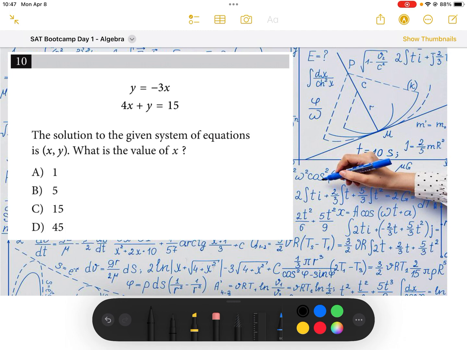So here we only need to solve for x. Since one of my equations is already solved for y, I'm going to use substitution. I'm going to take what y equals and substitute it into my second equation. So my second equation is going to become 4x plus negative 3x equals 15. And then here, 4x plus negative 3x is going to give me a positive 1x, and 1x is going to equal 15. And here we don't have to solve for y. It's only asking for the value of x, so my solution is going to be C.